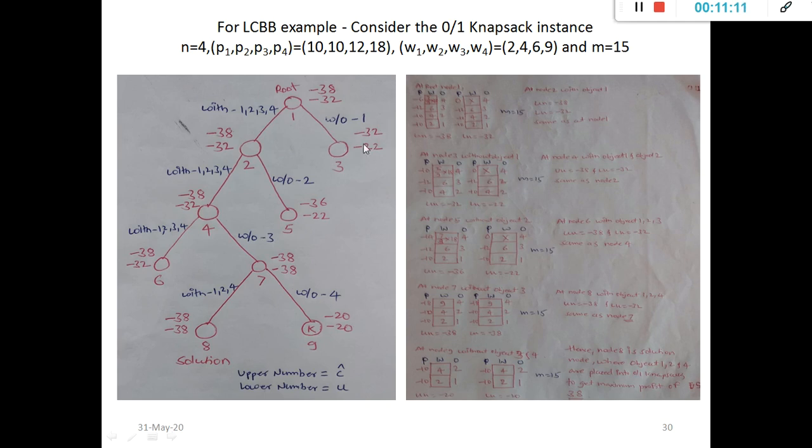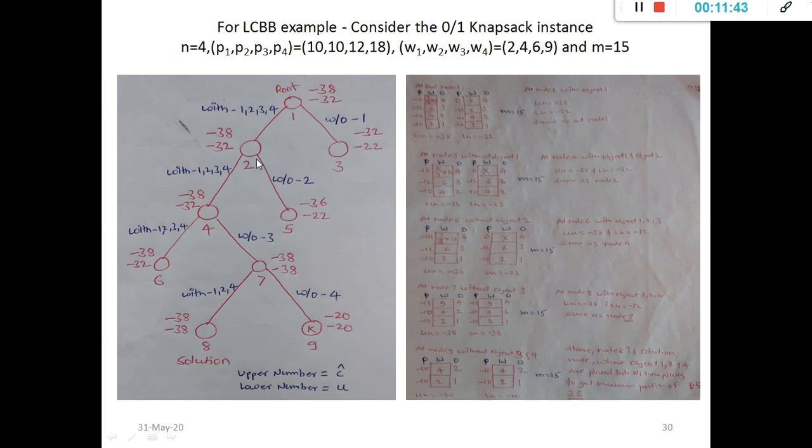This is how you will get the new upper number and lower number without placing object 1 into the knapsack. Then once you get the values at node 2 and 3, here you are applying the minimization technique. The minimization technique indicates that even though we are expecting the maximum profit, the 0-1 knapsack problem is a maximization problem, we are solving it using the minimization technique.